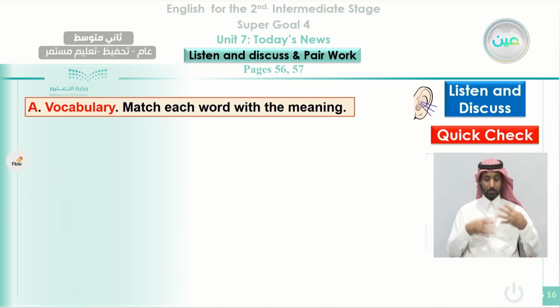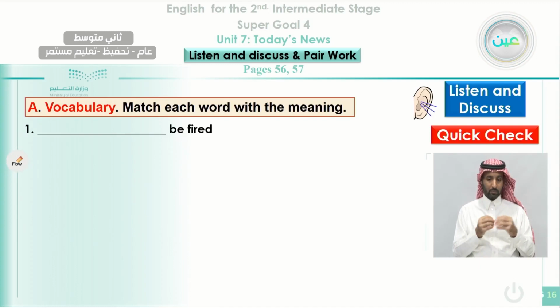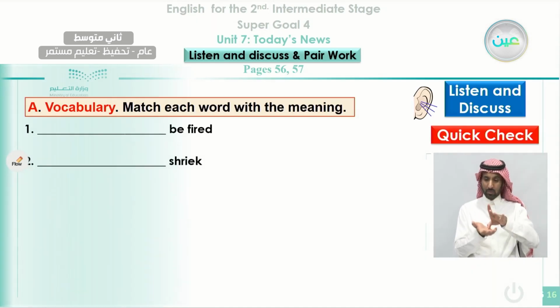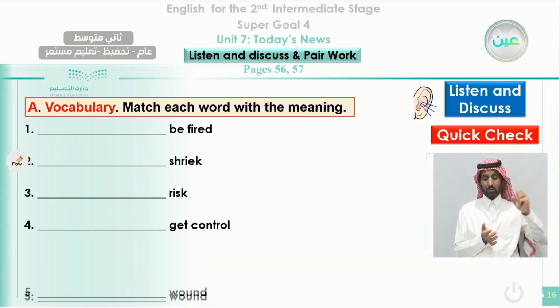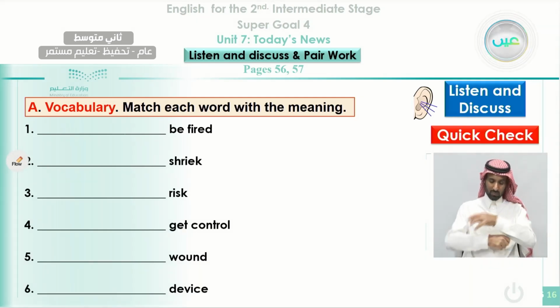Match each word with its meaning. When we say "be fired," we remember Percy the parrot. We also remember "shriek," when Percy the parrot said the bad words. Okay, "risk," that is dangerous. "Get control," "want," and the last one, "device."